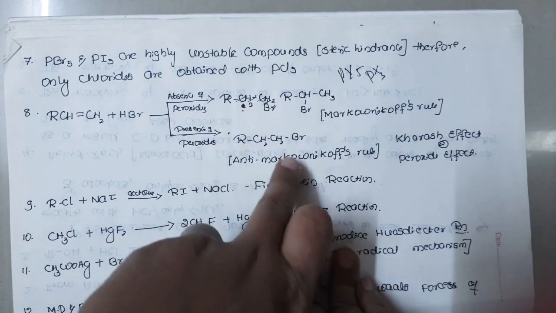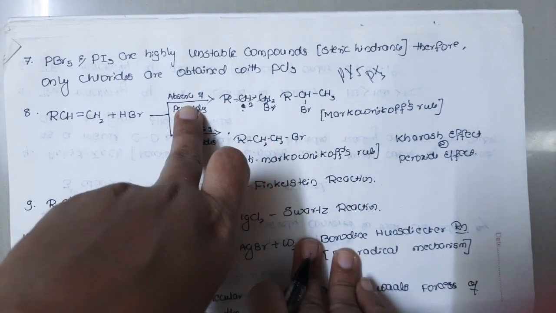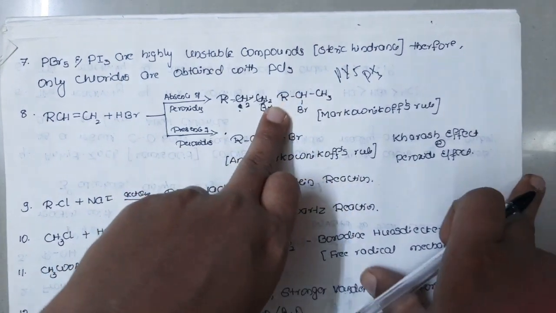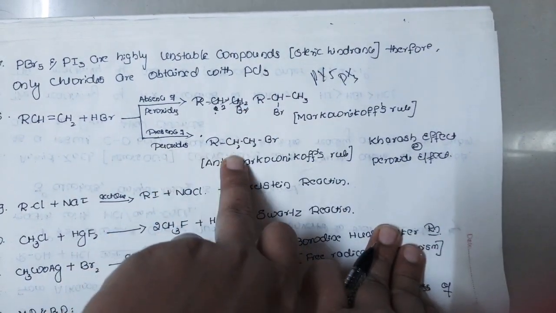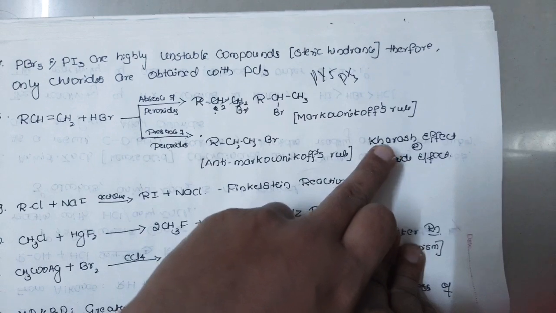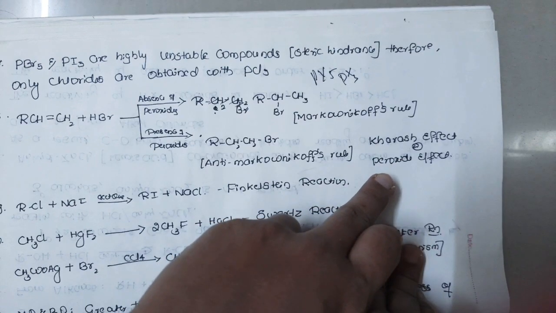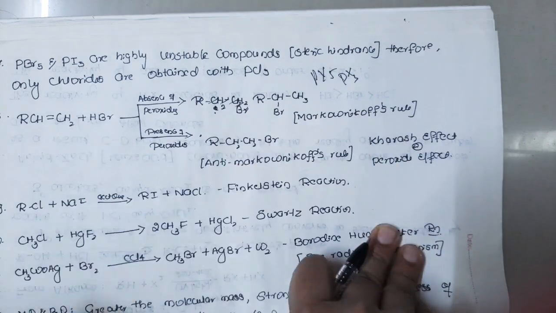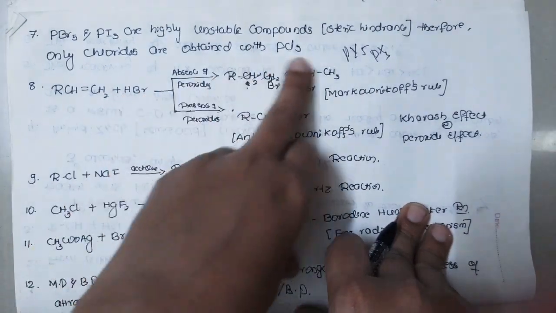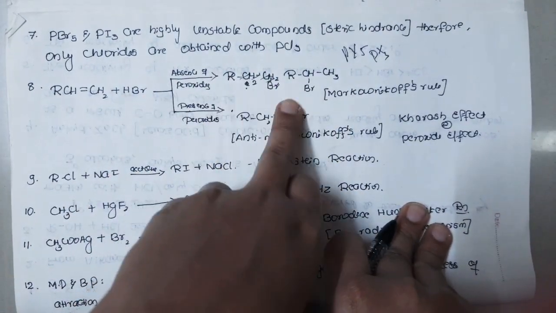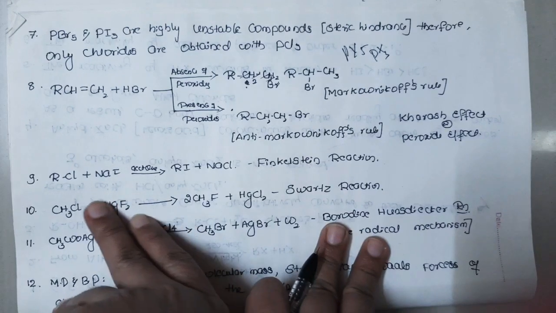Presence of peroxide, anti-Markovnikov's rule. Absence of peroxide, Markovnikov's rule. And this presence of peroxide is known as the Kharasch effect, or you can call it the peroxide effect. Very important, dear students. Based on this, you are going to get a question. Now come to the next one.